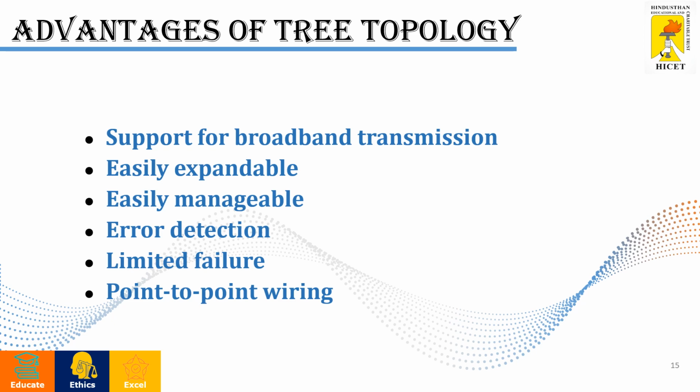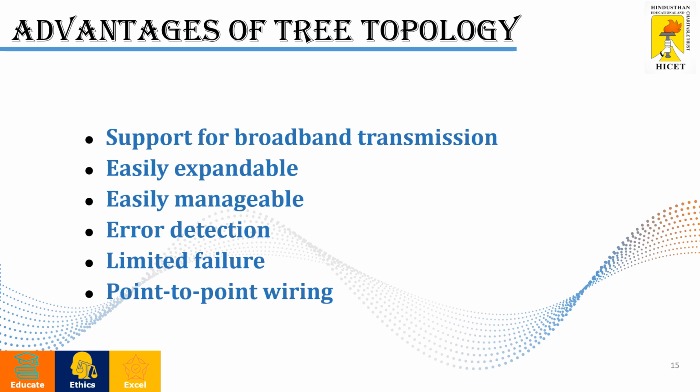If any one station has a breakdown, the other stations are not affected by the breakdown of the particular node. So the breakdown in one station does not affect the entire network. So limited failure can occur in a tree topology, and it has point-to-point wiring for the individual segments. So these are all the advantages of tree topology.